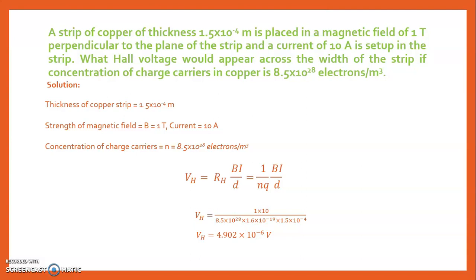Note that when the Hall coefficient is not given in a numerical, we can calculate the Hall coefficient by 1 upon NQ or 1 upon NE. Okay. Now we'll see the next numerical.